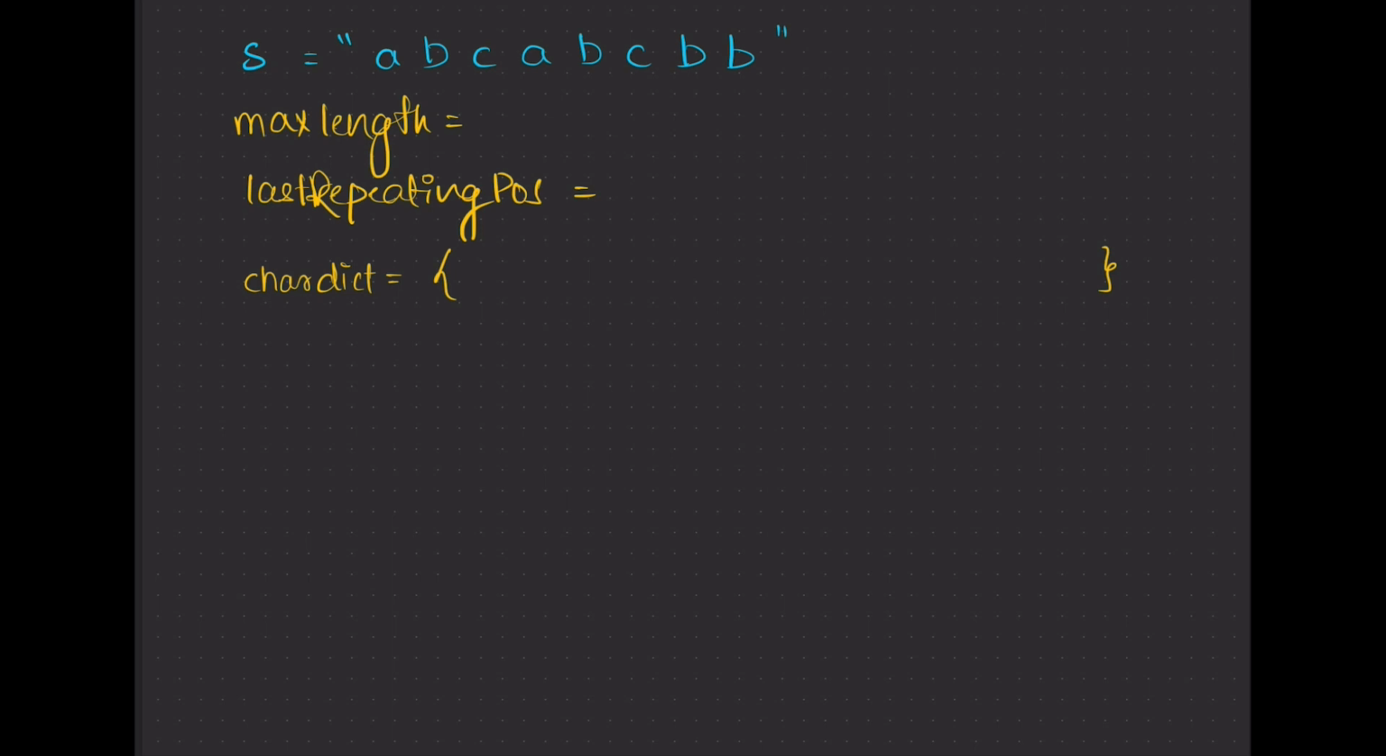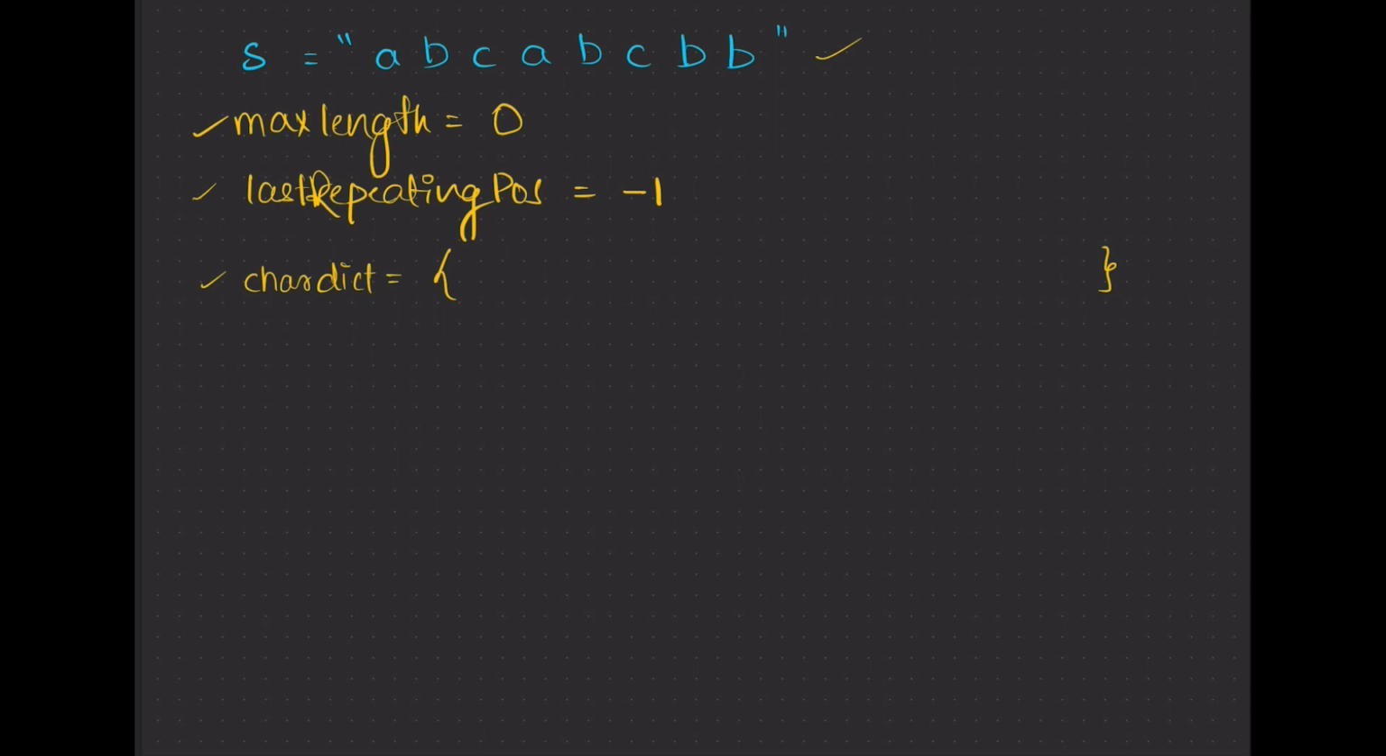Let's look at an optimal solution for this. This is the given string right here. We want to initialize three or four values. One of them is this character dictionary right here. This would carry each element and the index it was last seen at, and we would also have this last repeating position, which should be updated constantly in the loop. We have to initialize this to -1, and then this max length, which we would be returning in the end, would be initialized to 0.